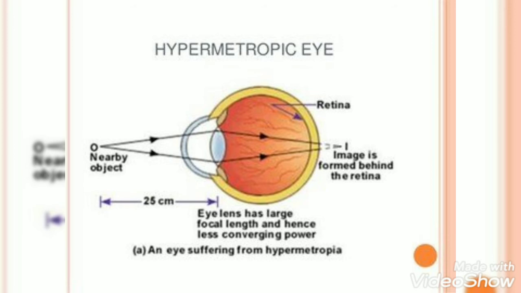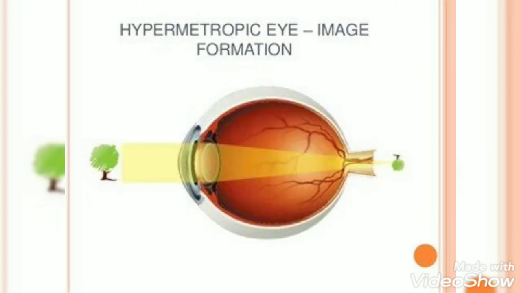Here you can see in a hypermetropic eye the image is formed behind the retina. If it is formed behind the retina, again the sensory cells cannot sense it. That's why the person is not able to see. So for this type of hypermetropic eye, we need a convex lens. Here you can see the image of the tree is formed behind the retina, and you know that all the optic nerves, all the sensory cells, rods and cones, are present on the retina, so that's why the person is not able to see.